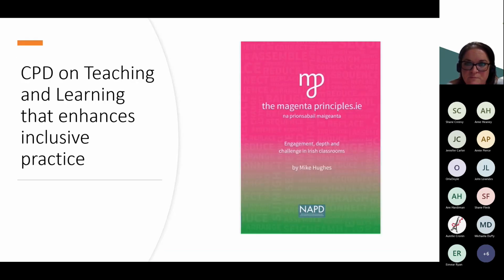All right, so just to give you a very, very quick snapshot of CPD that has given us a lot of ideas around inclusive practice. We've had about 150 of our teachers in WWETB take part in the Magenta Principles programme at MyQs. And what we liked about it is it was full of common sense, practical and grounded advice as to how to be a responsive teacher. And by being responsive, we're automatically being inclusive.